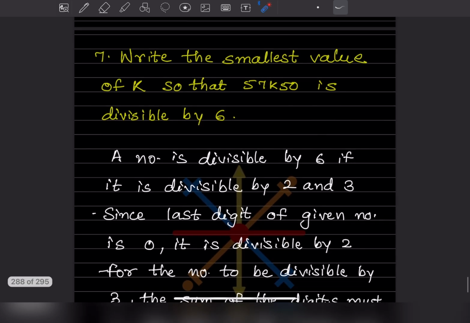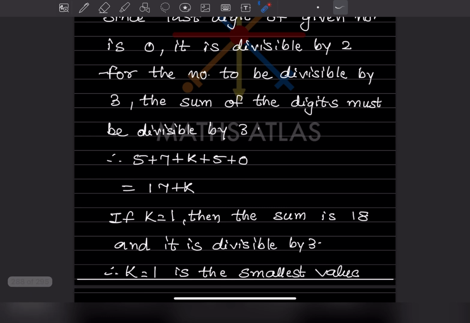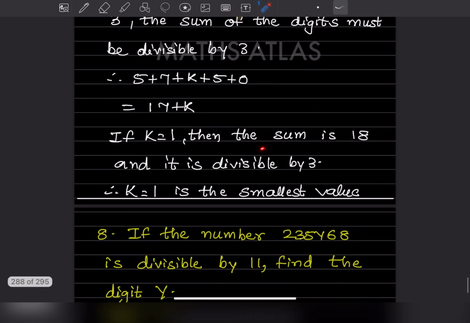So when you add all of these, 5 plus 7 plus k plus 5 plus 0, that is going to be 17 plus k. If we put k as 1, this is going to be 17 plus 1, that is 18. So that 18 will be divisible by 3. So if k is 1, then the sum is 18 and it is divisible by 3. Therefore, k equal to 1 is the smallest value.